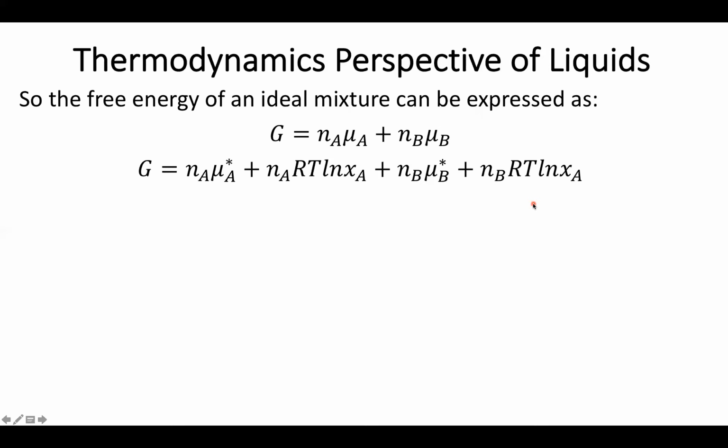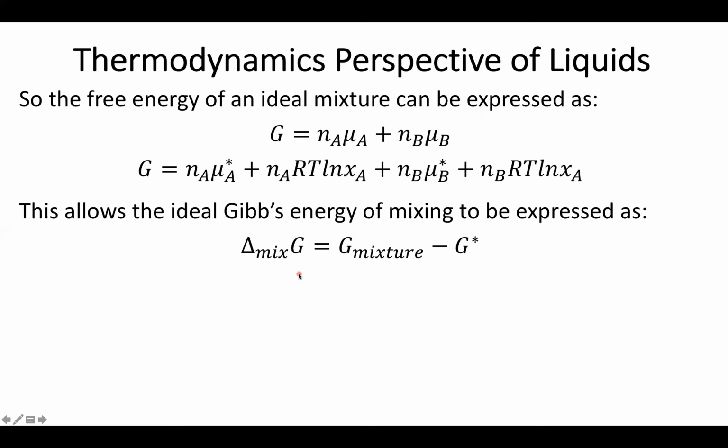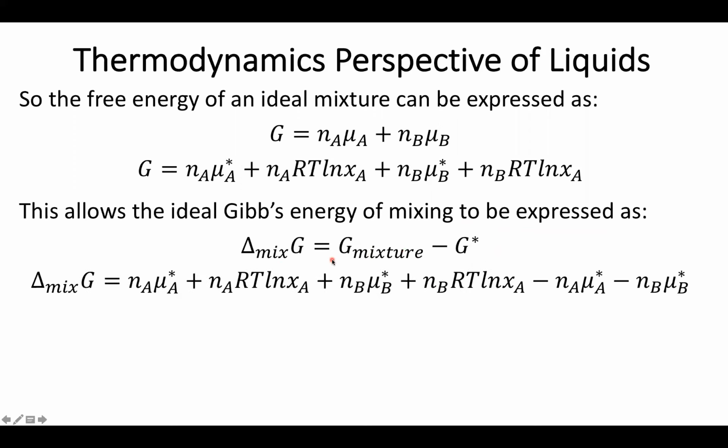Now, what we can do is go ahead and examine the Gibbs free energy of mixing by essentially taking the free energy of our mixture minus the free energy of the pure system. Well, this actually ends up being a quite elegant expression because it turns out that the free energy of the pure species is just going to be the amount times their chemical potentials.